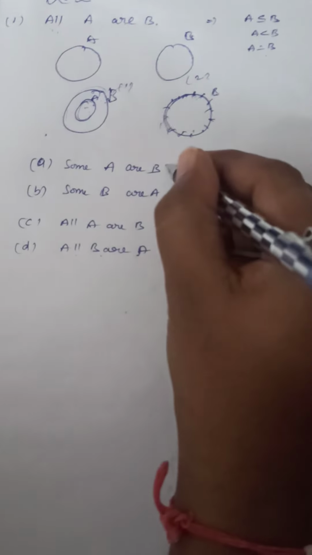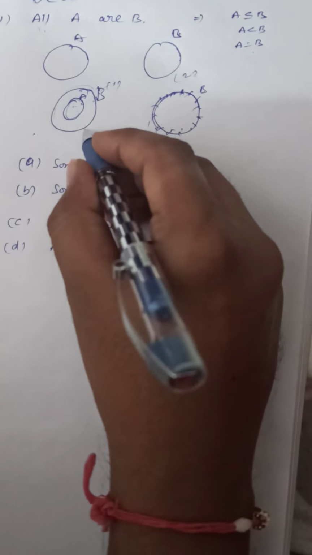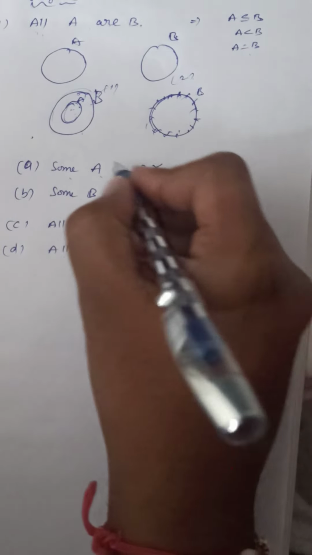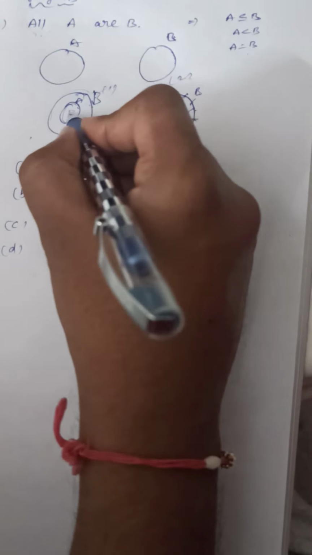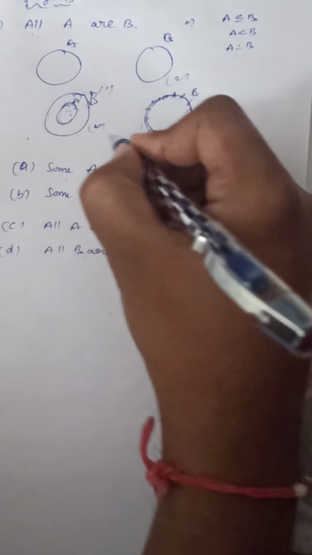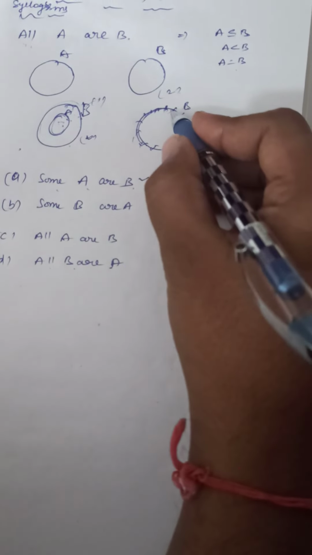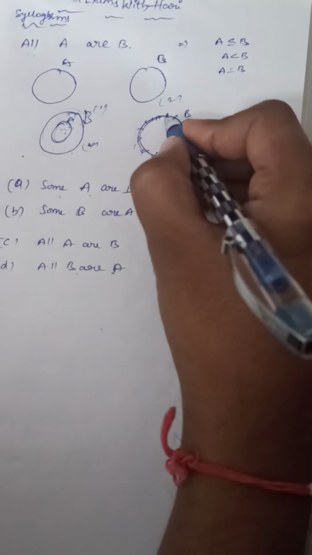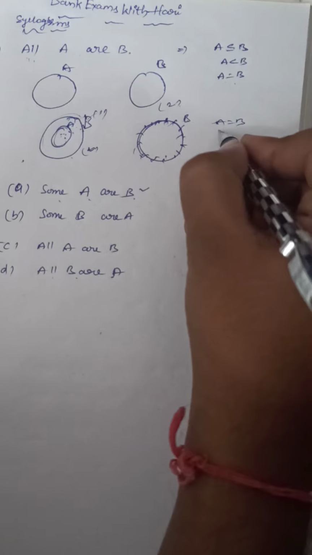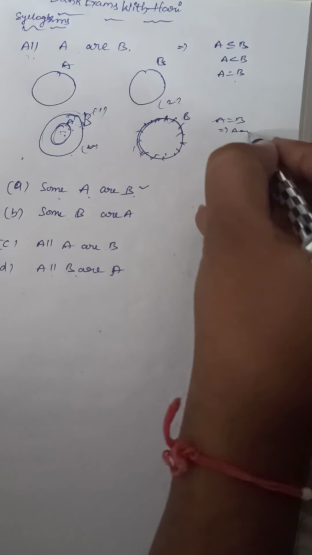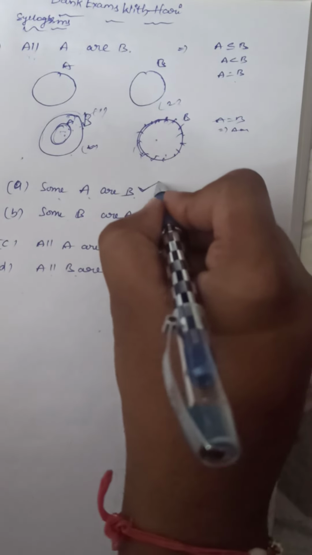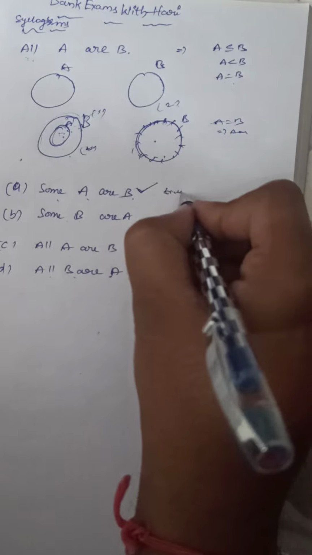For a conclusion to be true, it should hold true for both possibilities. See, the conclusion some A are B: in the first case A is in B, so some A are B. In the second case, A is equal to B, which implies that some A are B. So for both assumptions, this conclusion is true.